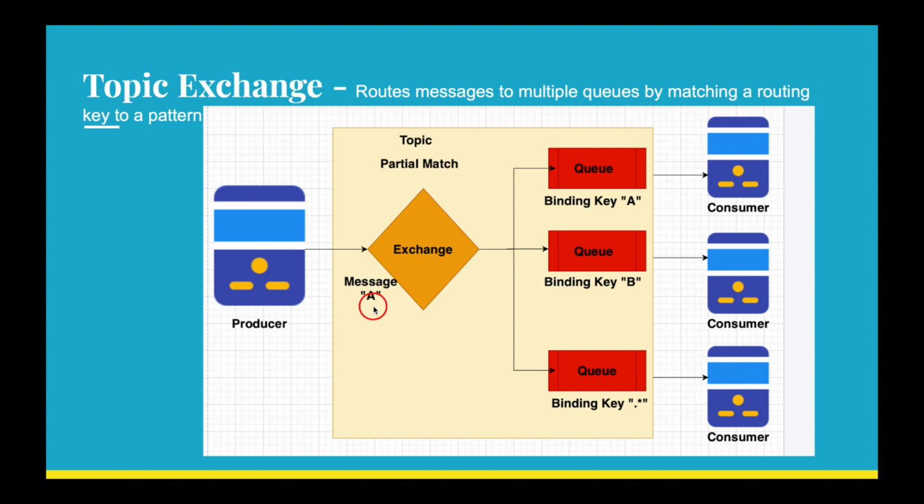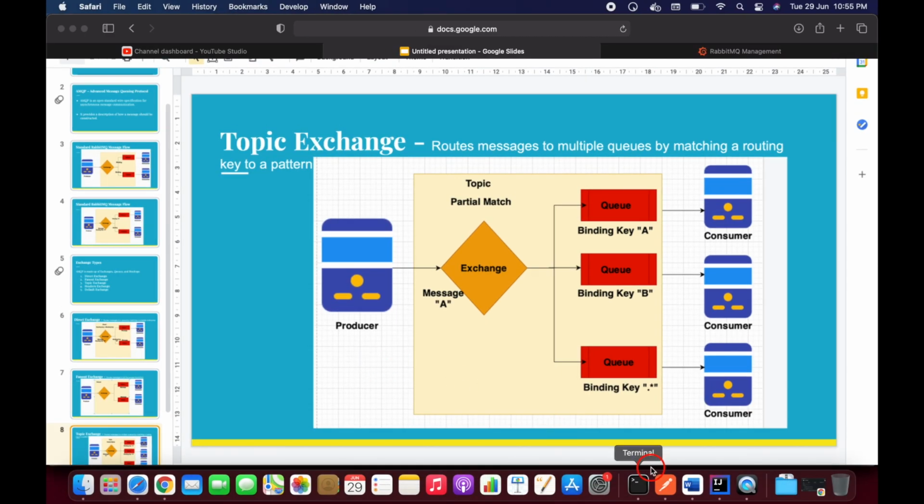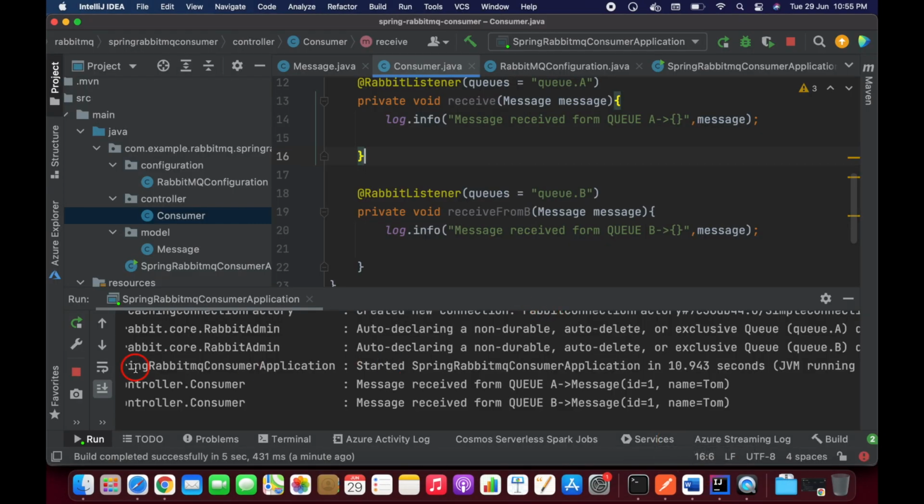Let's say you are sending message equal to A, and the binding keys are A, B, and here I have a dot star. So when you send message A, it will match with binding key A and dot star. So it's a partial match, right? That is the reason it will send this message to this queue and this queue as well. Okay, so this is the topic exchange. So I'm going to implement this topic exchange here.